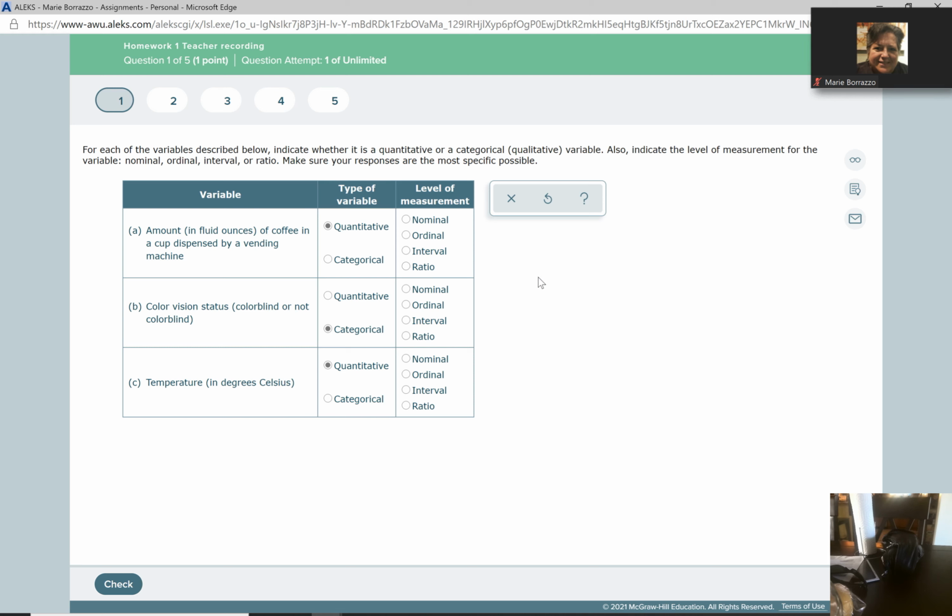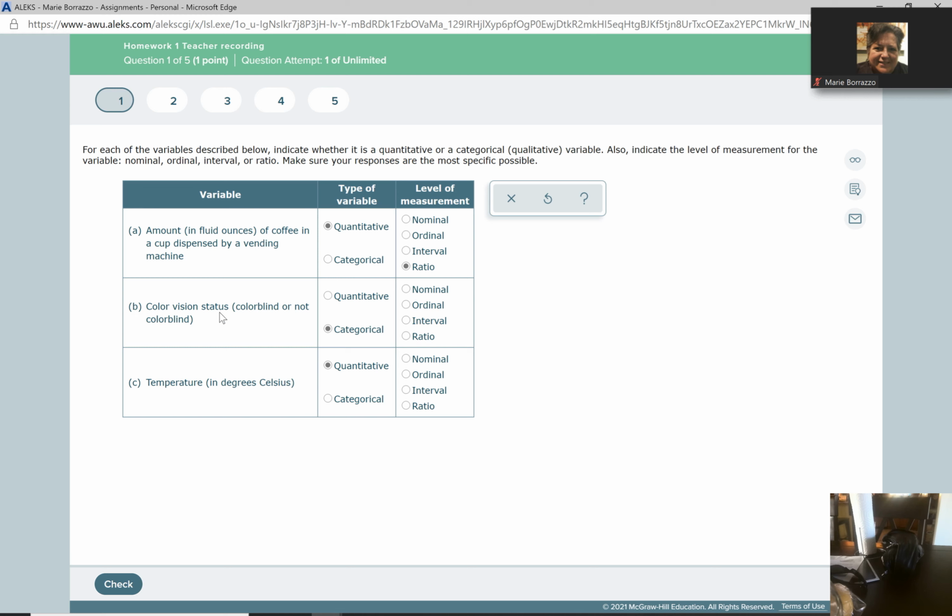All right. And so now relative to this question here, it says the amount in fluid ounces of coffee in a cup dispensed by a vending machine. If I'm looking at fluid ounces, I'm looking at ratio data, because I either have no coffee or I have coffee. There's no such thing as negative coffee. I'm not rating it, so it's not ordinal. I'm not necessarily describing it because I'm talking about fluid ounces. That's something I measure. And again, it's not interval because there's no such thing as negative coffee, right?